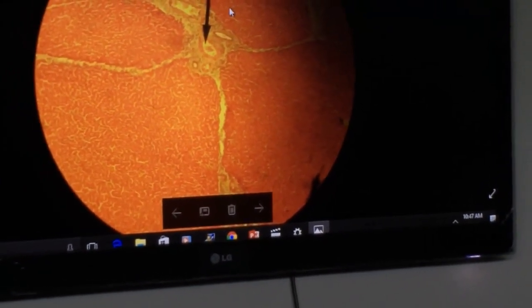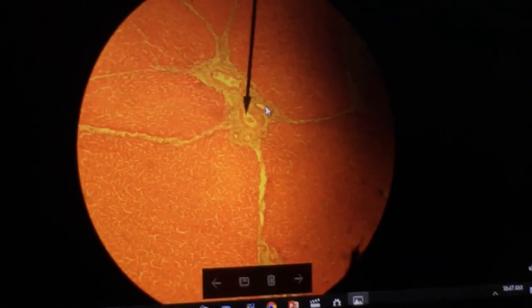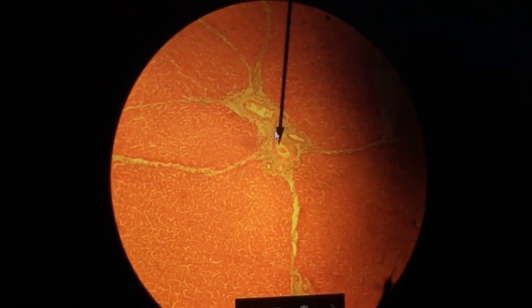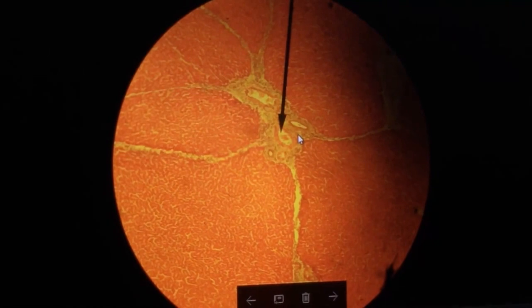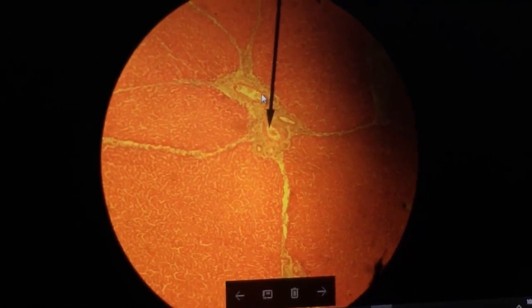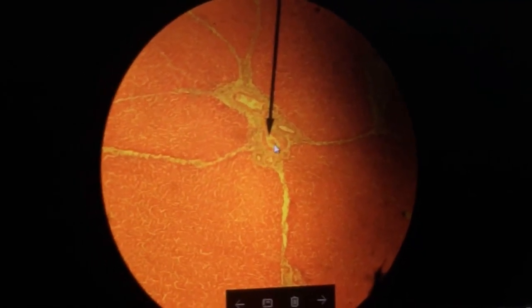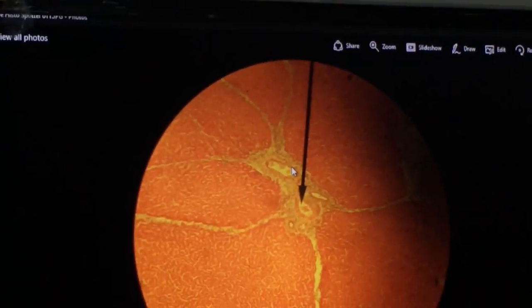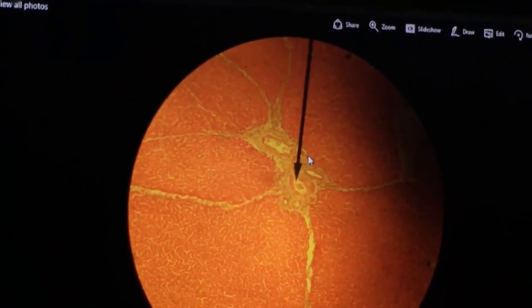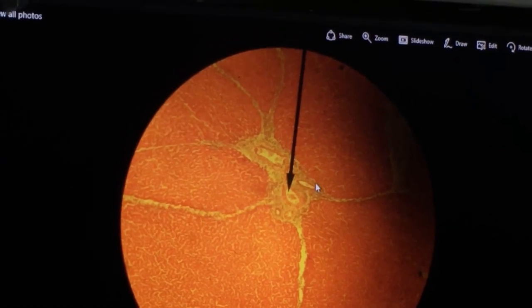Anyway, guys, this is the bile duct. And of the two vessels, this one looks more rounded, so I'd say this is the artery and that's the vein. That's the artery and that's the vein. So good. This is the duct, that's the bile duct.